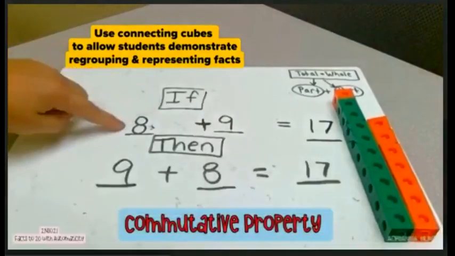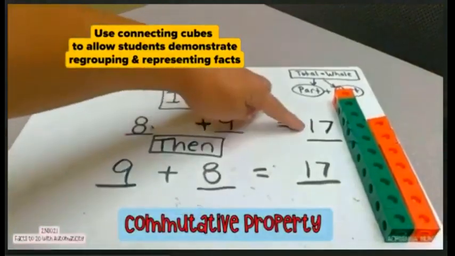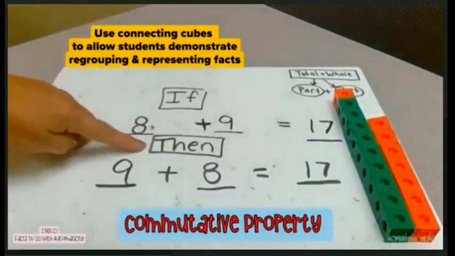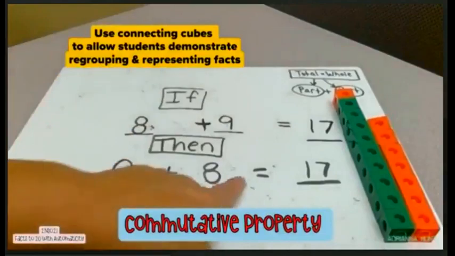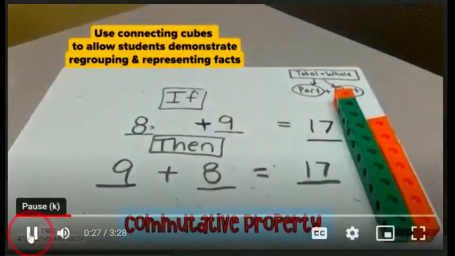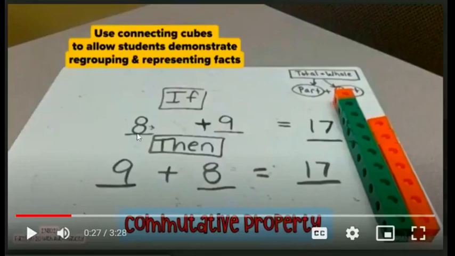This is a great time to also review the commutative property, which students have learned from kindergarten and first grade. Going over this also helps with the connection of a fact family. So if I know that 8 and 9 is 17, I also know that if I switch those two, 9 and 8 would also still be 17 because 17 is the whole. I love to use the if-then statements to help students walk through that thinking.